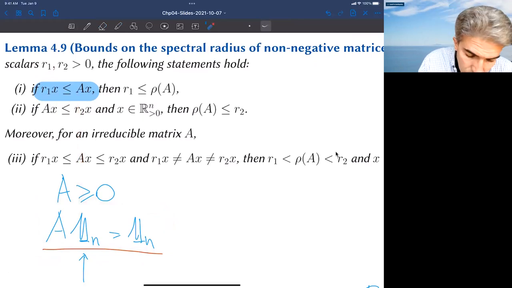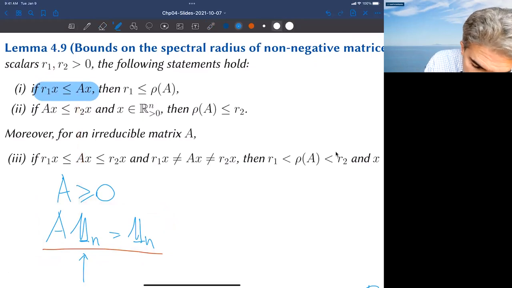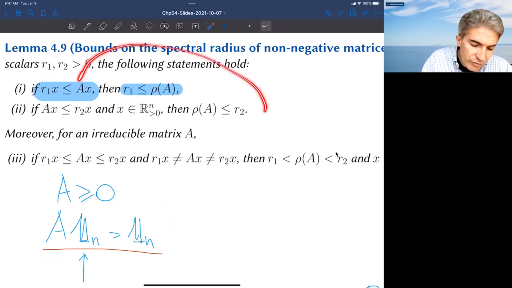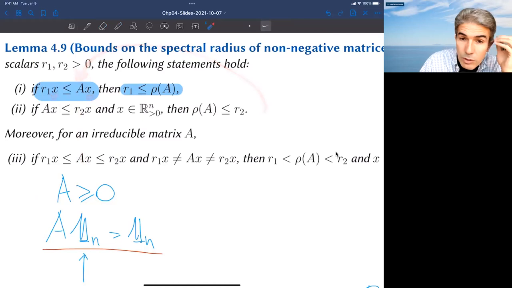Okay, now what do we know? Then the result, the outcome of the proof, is that r1 is a lower bound on the spectral radius. So if by hook or by crook, I give you an example and you can find a vector x such that Ax is lower bounded by something positive with some positive entries, then you have a lower bound on rho.